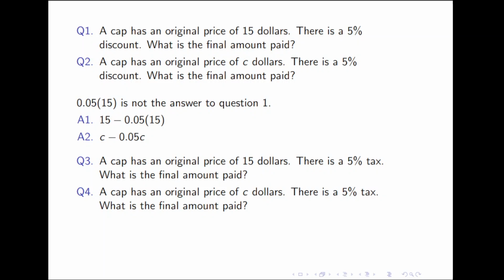Question 3 says a cap has an original price of $15. There is a 5% tax. What is the final amount paid? Question 4 says a cap has an original price of C dollars. There's a 5% tax. What is the final amount paid?